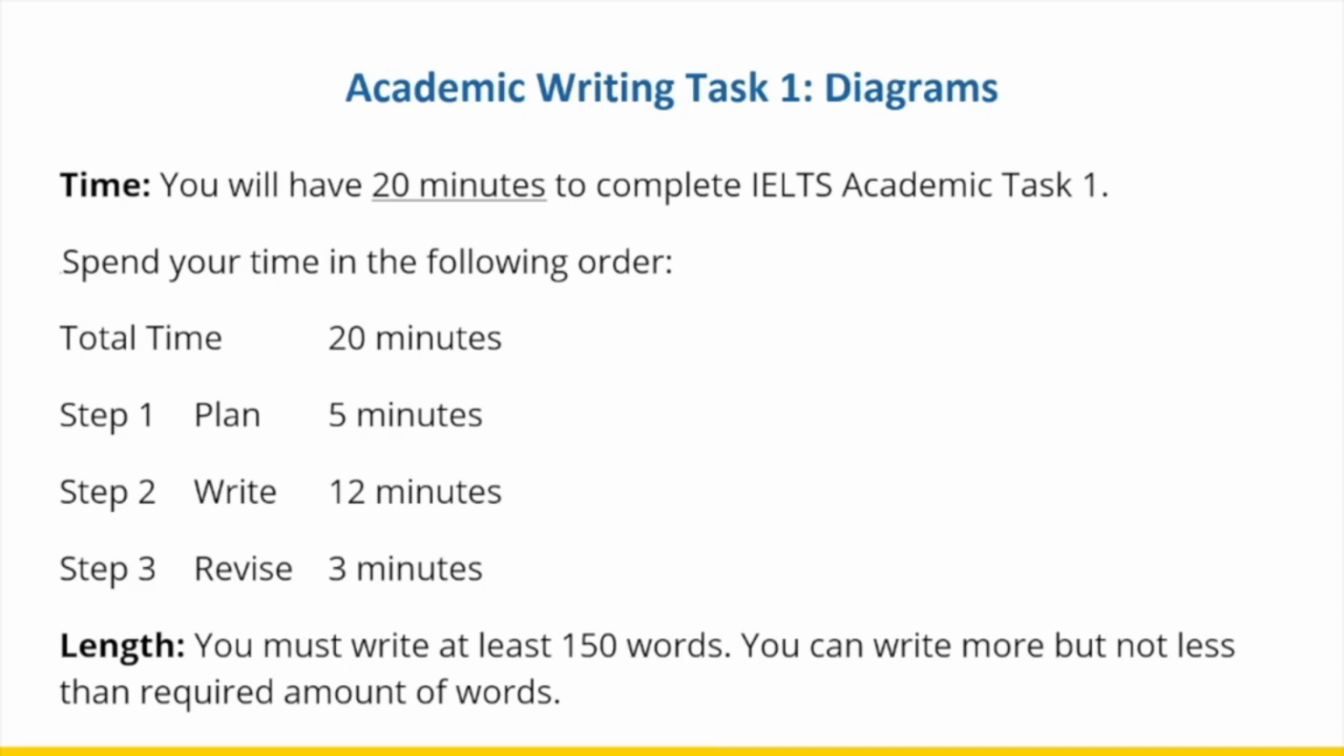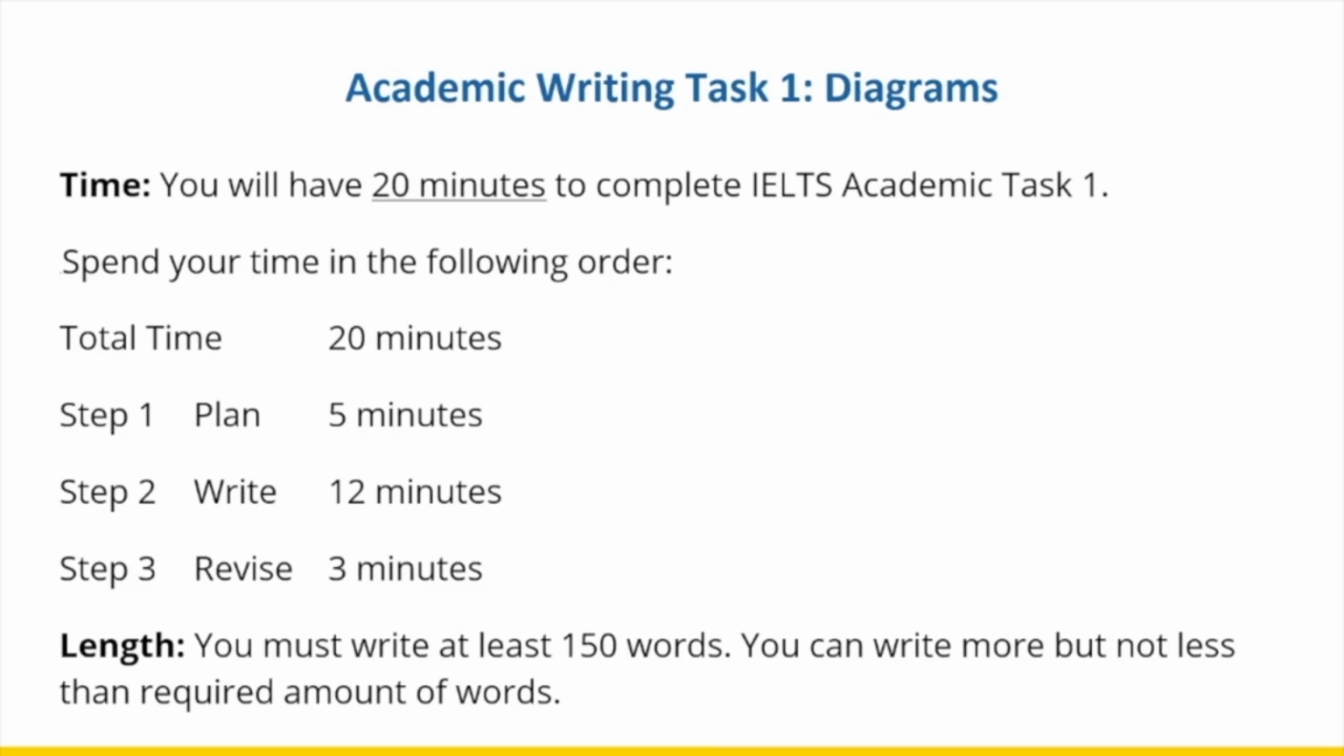Step 1, planning your essay. It can take you about 5 minutes, but this is a very important step. So make sure to spend at least 5 minutes to read your prompt and understand your diagram. Step 2 is writing your essay. You should spend about 12 minutes to do so.